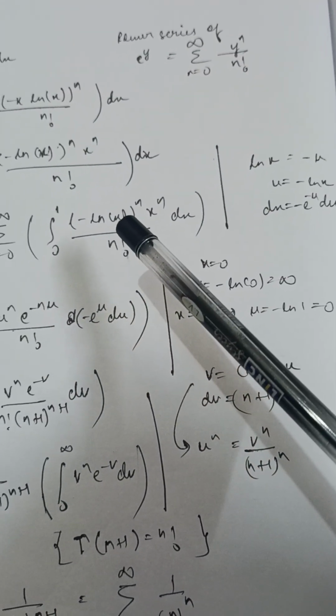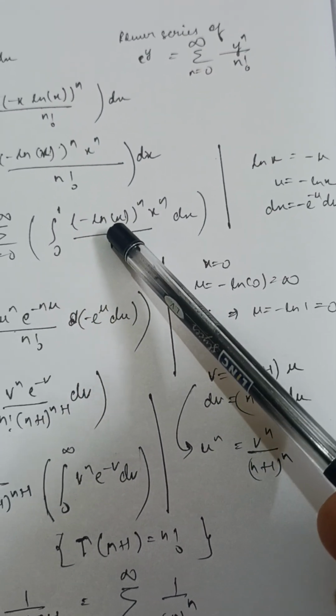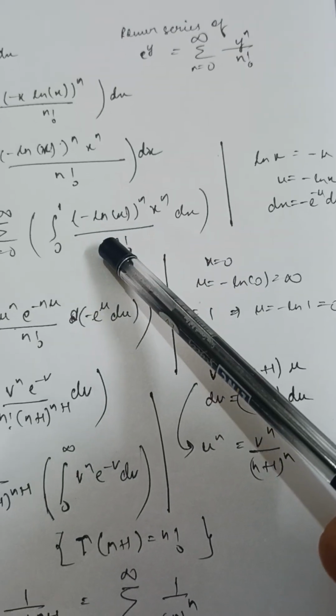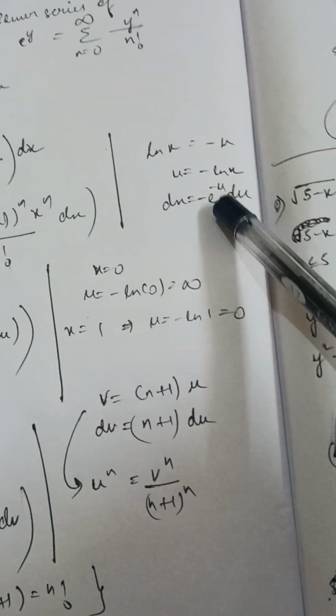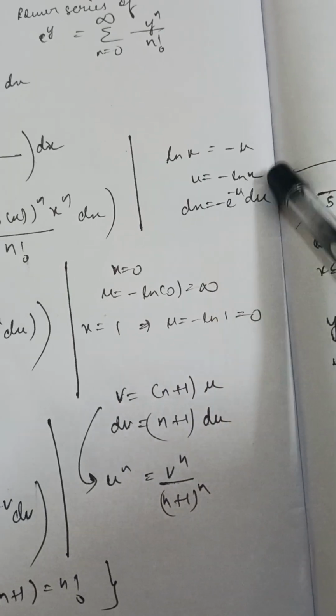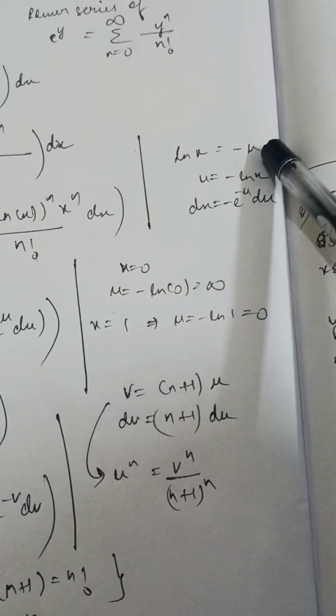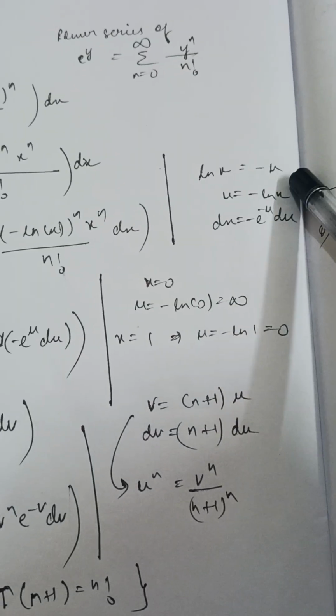Now I'll do some substitution. I will write ln x as minus u, so u equals minus ln x, and from there we can get dx equals minus e to the power u du. You can see the substitution here. I'm using this substitution: ln x equals minus u.